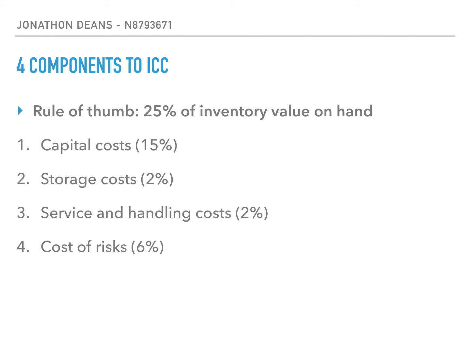A rule of thumb employed by many logistics experts is that the ICC is roughly 25% of inventory value on hand. There are four components that make up ICC: capital costs, inventory service costs, storage space costs, and inventory risk costs.